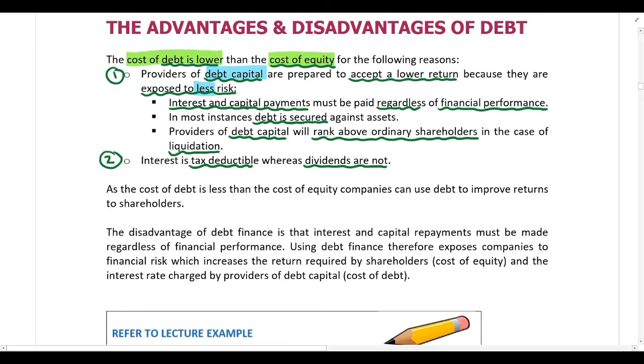Because debt providers are exposed to less risk, they will accept a lower return on the investment. And because interest is tax deductible, debt is cheaper than equity. And that is why companies want debt in their capital structure, because it's cheaper. And because it's cheaper, they can use debt to improve returns to shareholders.